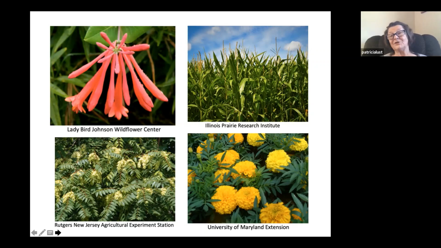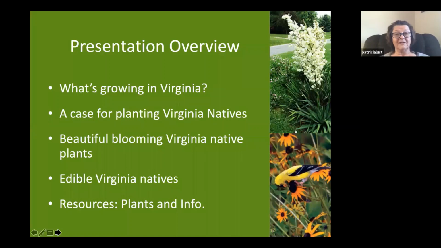On the right, you have two friendly non-natives. We all recognize corn as a friendly non-native, a crop. And marigolds are one of my favorite garden plants, which also are not native, but they're friendly in the garden. So here's an overview of what we're going to talk about today. The first 2 and the last 2 sections are fairly short, and the middle section, where we actually look at a lot of plants, is the bulk of this. So that's kind of where we're going with this.